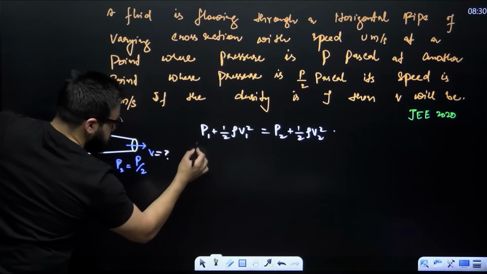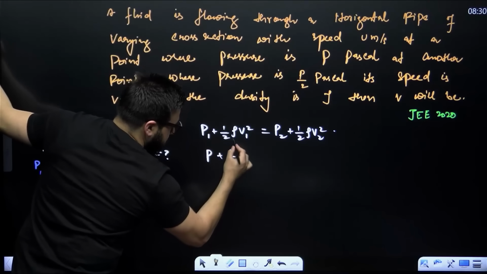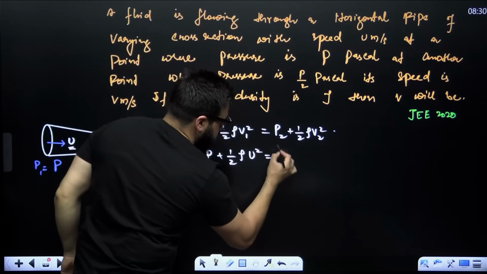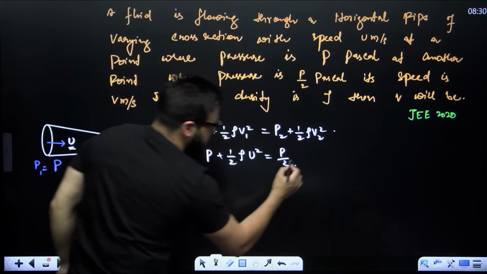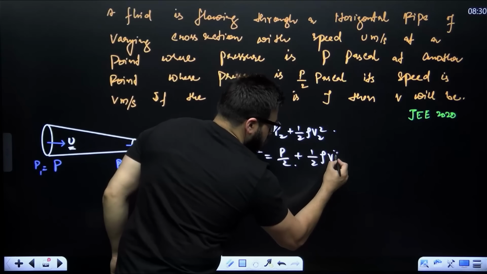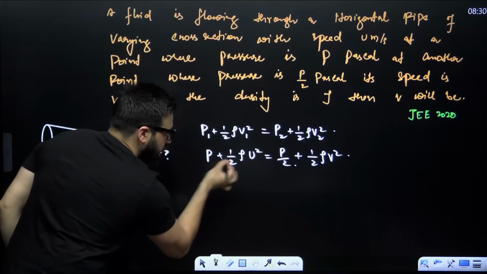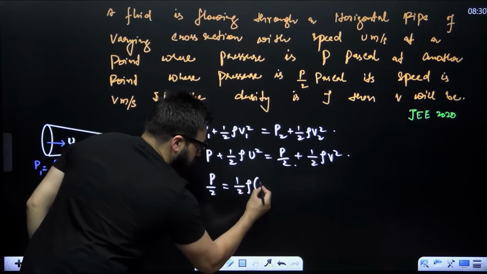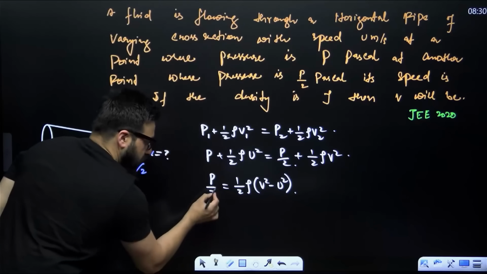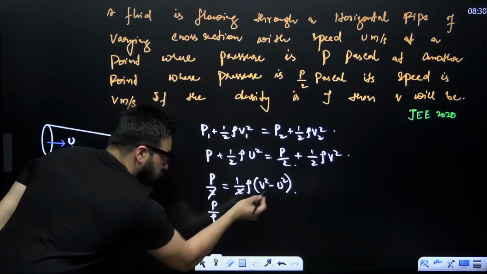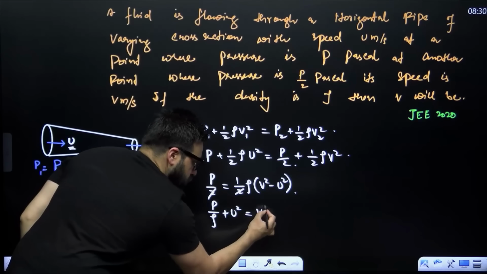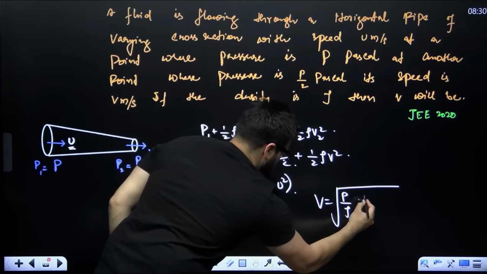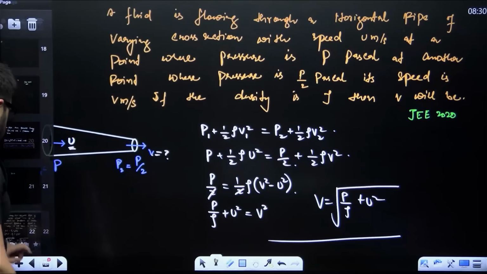Now, my dear NEET aspirants, this is P plus 1 divided by 2 rho U square is equal to P2, which is P divided by 2, pressure here is P divided by 2, plus 1 divided by 2 rho V square. Take it over here. So P minus P by 2 is P by 2, equal to, take it over there, 1 by 2 rho is common, V square minus U square. I am doing the simple calculation, this and this will cancel. So P divided by rho plus U square will be equal to V square. Take the root over here, V will be under root of P divided by rho plus U square. This is the answer to this particular question.